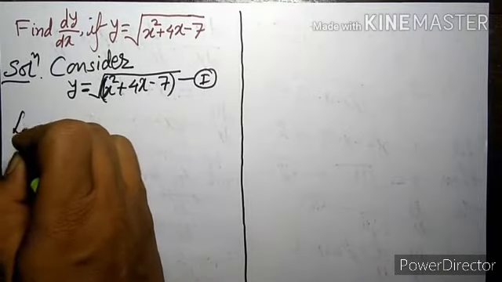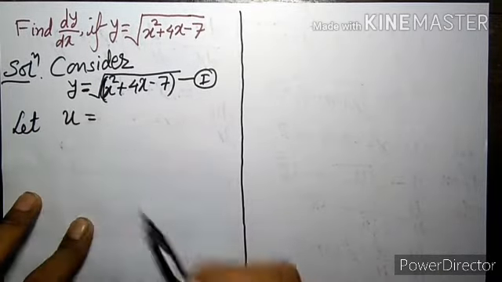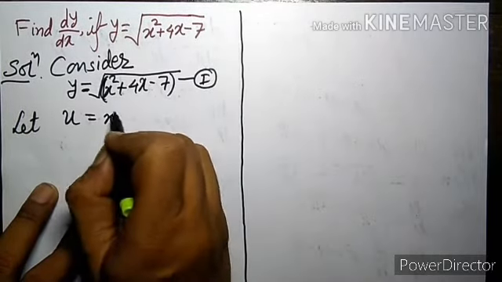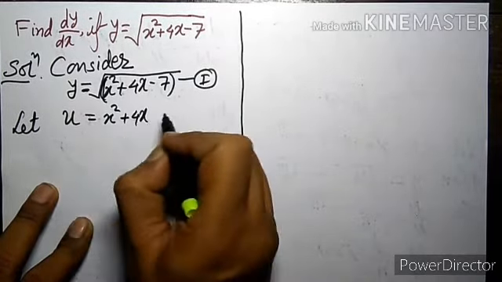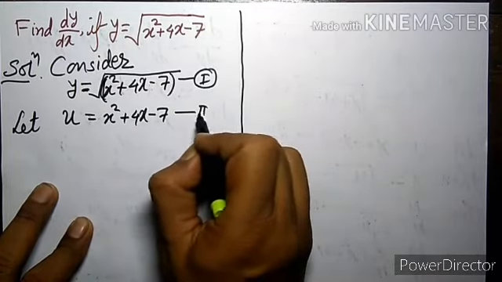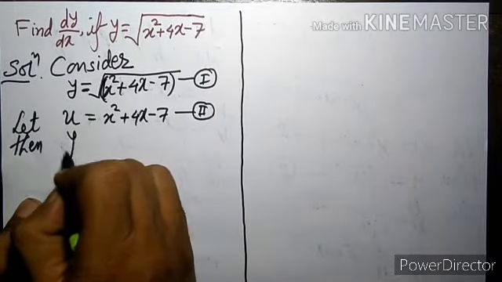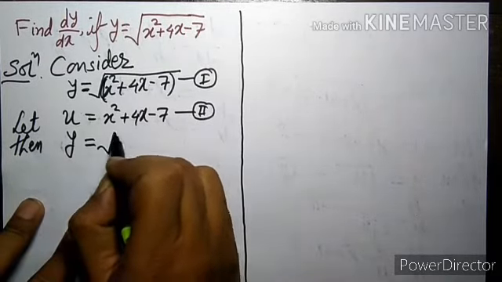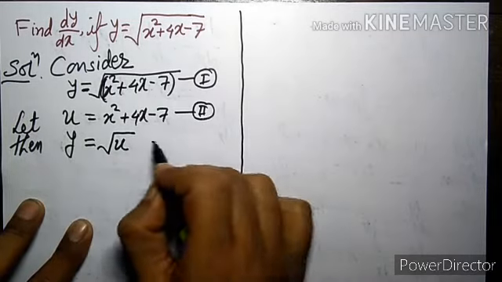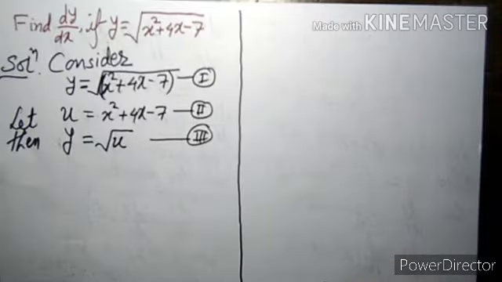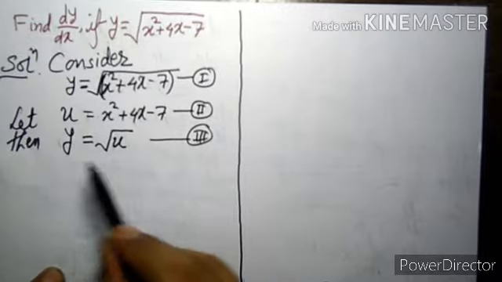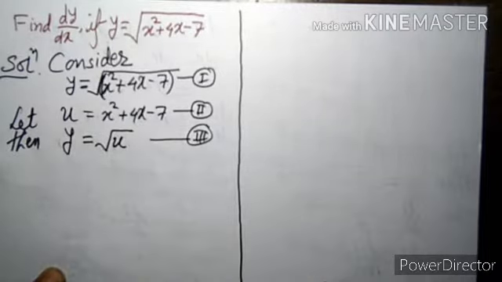Now we'll call the inner function u. What is that inner function? The bracket, it is x square plus 4x minus 7. I'll call this number 2. Then the given composite function will reduce to y is equal to the square root of u. I'll call this number 3. Now y is a function of u and u is a function of x. So this function is a composite function.